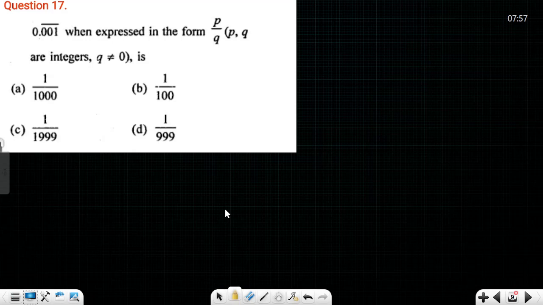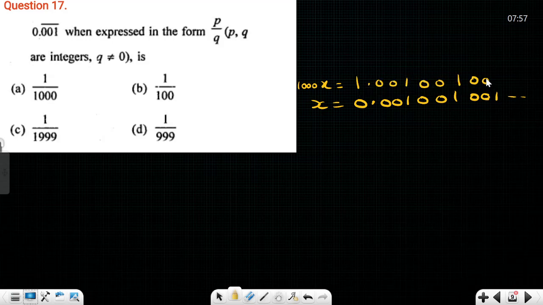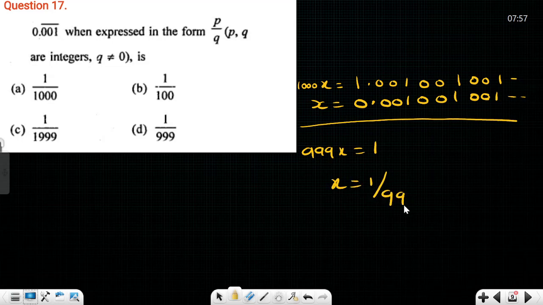See this question, 0.001 repeating, when expressed in p by q form, what is it? So x is equal to 0.001001 and so on. Now I want to multiply it by 1000. Then 1000x equals, the decimal point will go 3 places ahead, and it will become 1.001001001 and so on. Now when we subtract, we get 999x is equal to 1, x equal to 1 divided by 999. Therefore the answer is going to be option D.